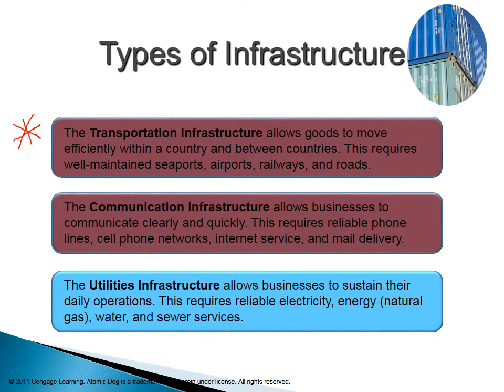And of course, more and more communication infrastructure is becoming important, like how well the different players in the supply chain are connected with one another: phone line, cell phone, internet, mail, and so on. So this is the communication infrastructure. Utilities like water, electricity, energy, the sewer system, those are components of the utility infrastructure.